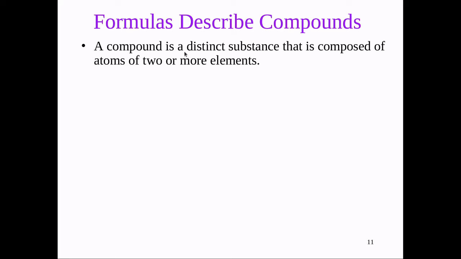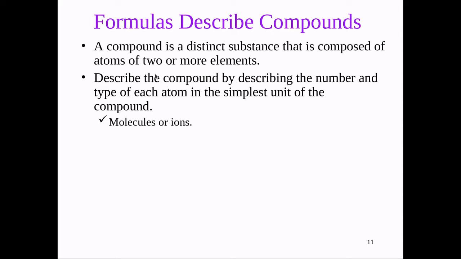So we've learned that a compound is a distinct substance that is composed of atoms of two or more elements. To describe a compound, we're going to describe the number and type of each atom in the simplest unit of the compound. Okay, so that might be a molecule or the simplest repeating unit in an ion.